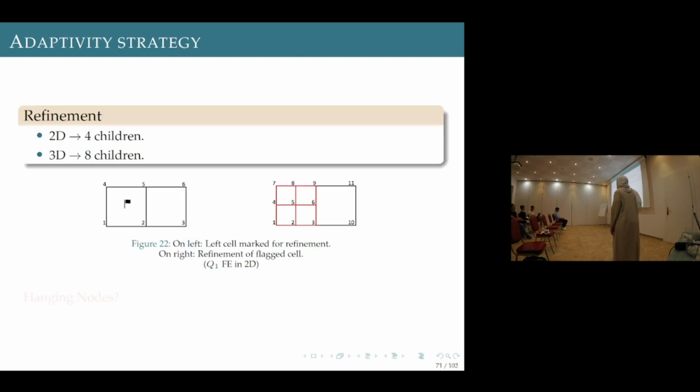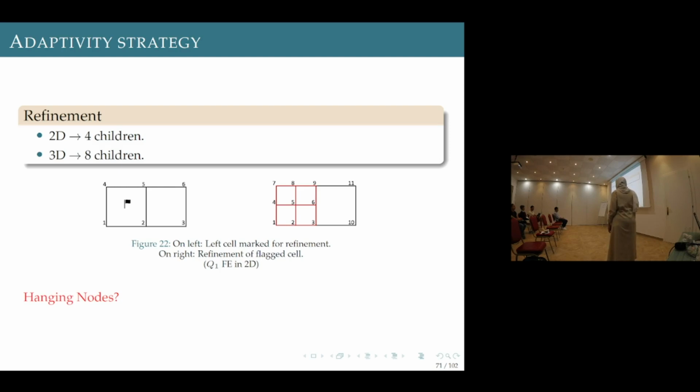This will give us a new mesh, finer in some places and coarser in some places, and then you start over. In our case, in 2 dimensions, we split one quadrilateral element into 4 children, and in 3 dimensions, we split it into 8 children. So you're just connecting the parallel faces from the middle to cut it into the new mesh.